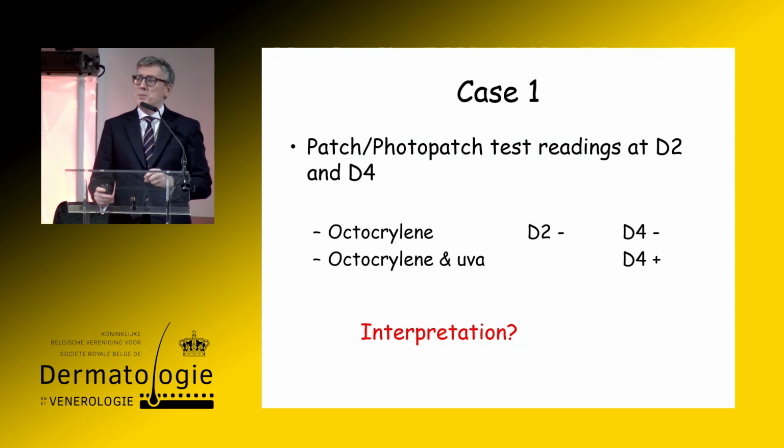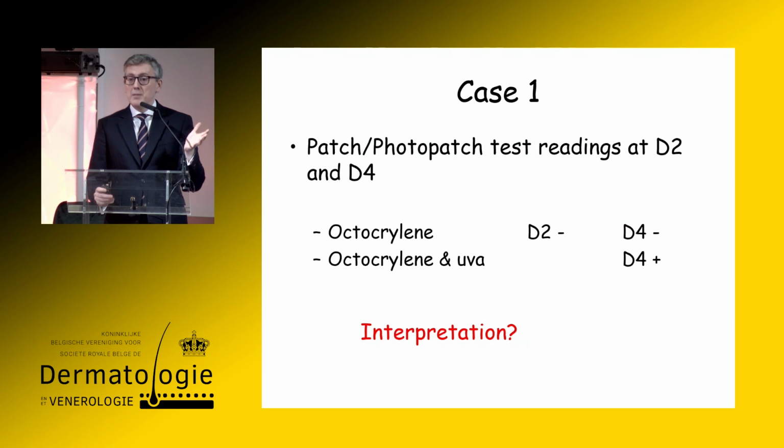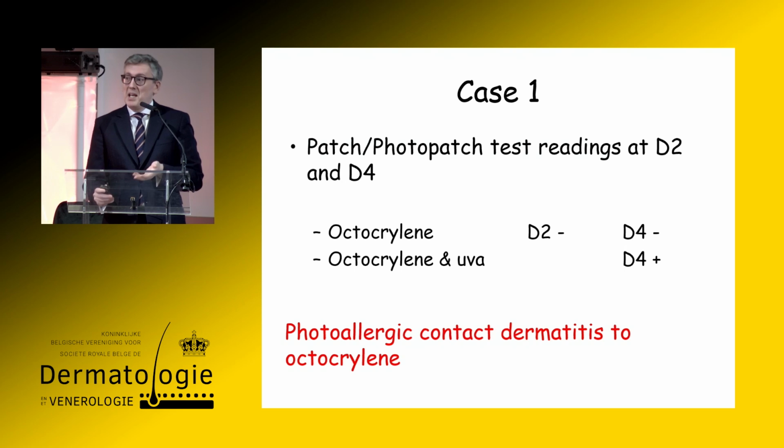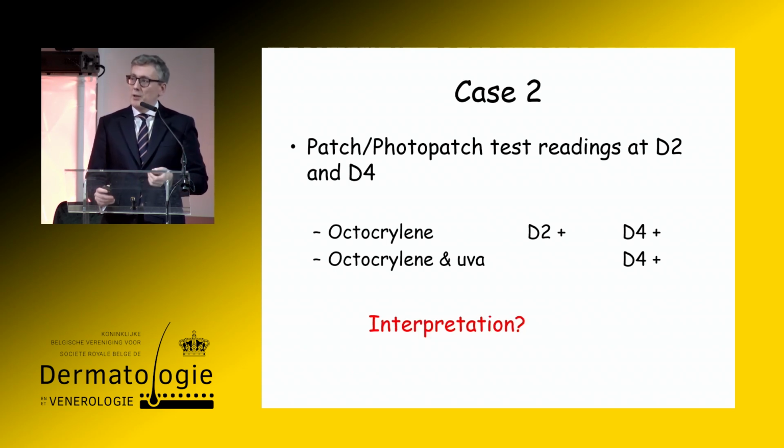So let's imagine we have somebody, we've tested for octocrylene and maybe many other things. We do a reading at day 2, and the octocrylene response is negative, and at day 4, the octocrylene on its own is negative, but the octocrylene, where it has been irradiated with UVA, is positive, 1+ reaction. So what's the interpretation? This is easy. It's a photoallergic contact dermatitis to octocrylene. So then you need to establish relevance. You need to look at their products, if you haven't already, and see what is in it, and look at their cosmetic items, otherwise shampoos, foundation, other things that may contain topical sunscreens. So that's an easy one.